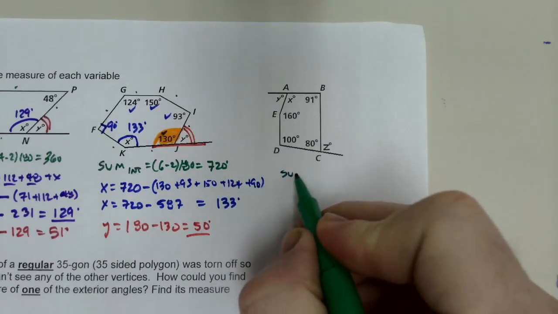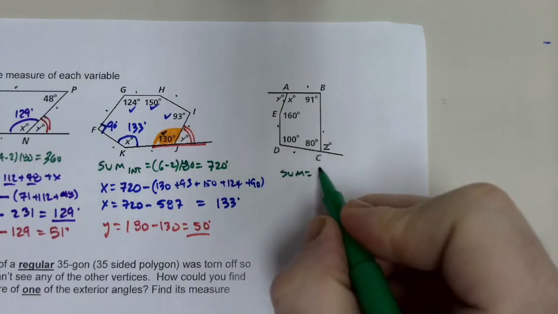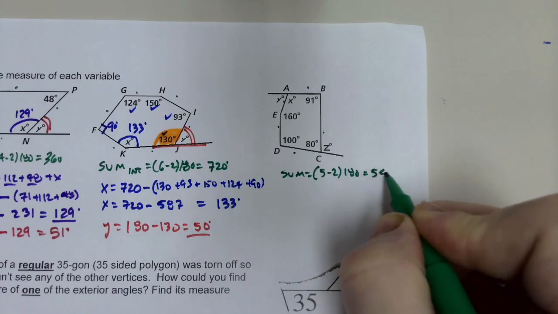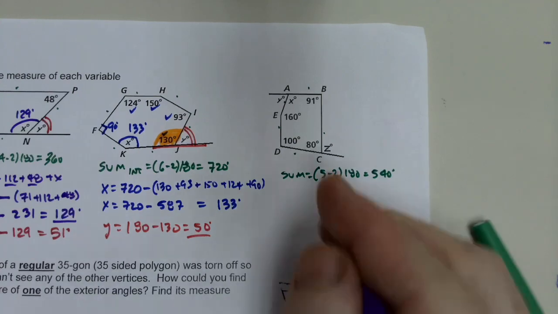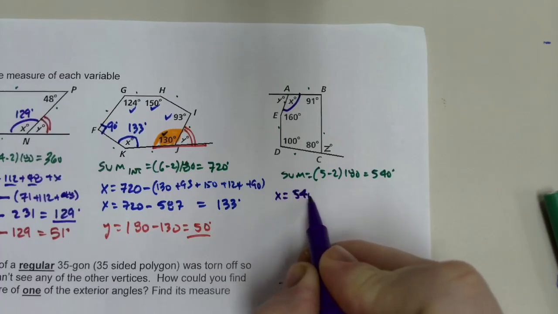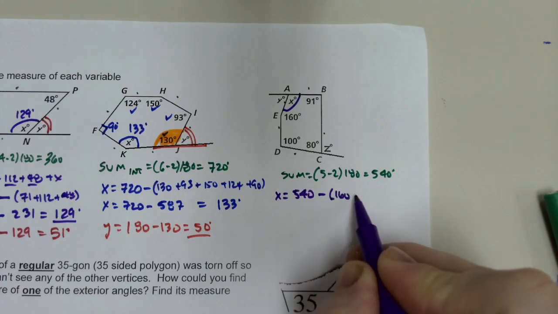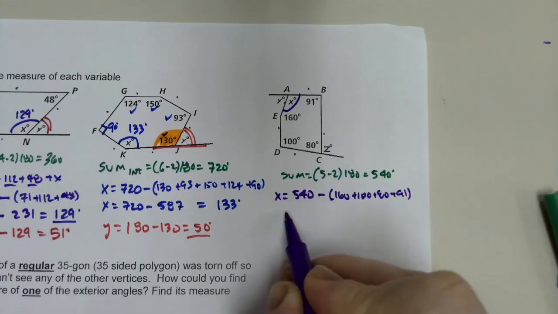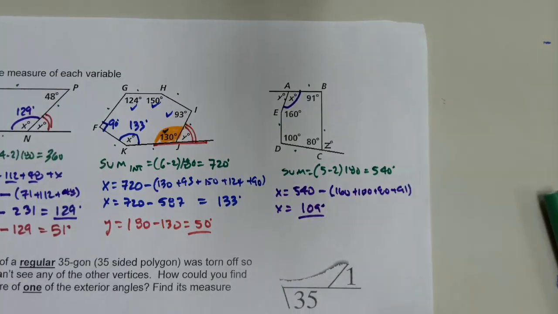In this one, our sum is going to be, let's count them up, 1, 2, 3, 4, 5, minus 2 times 180, which is going to give us 540 degrees as our sum. X is this interior angle here. So if we take that total of 540 and subtract the sum of the 160, the 100, the 80, and the 91, we will get a 109-degree angle on the inside.